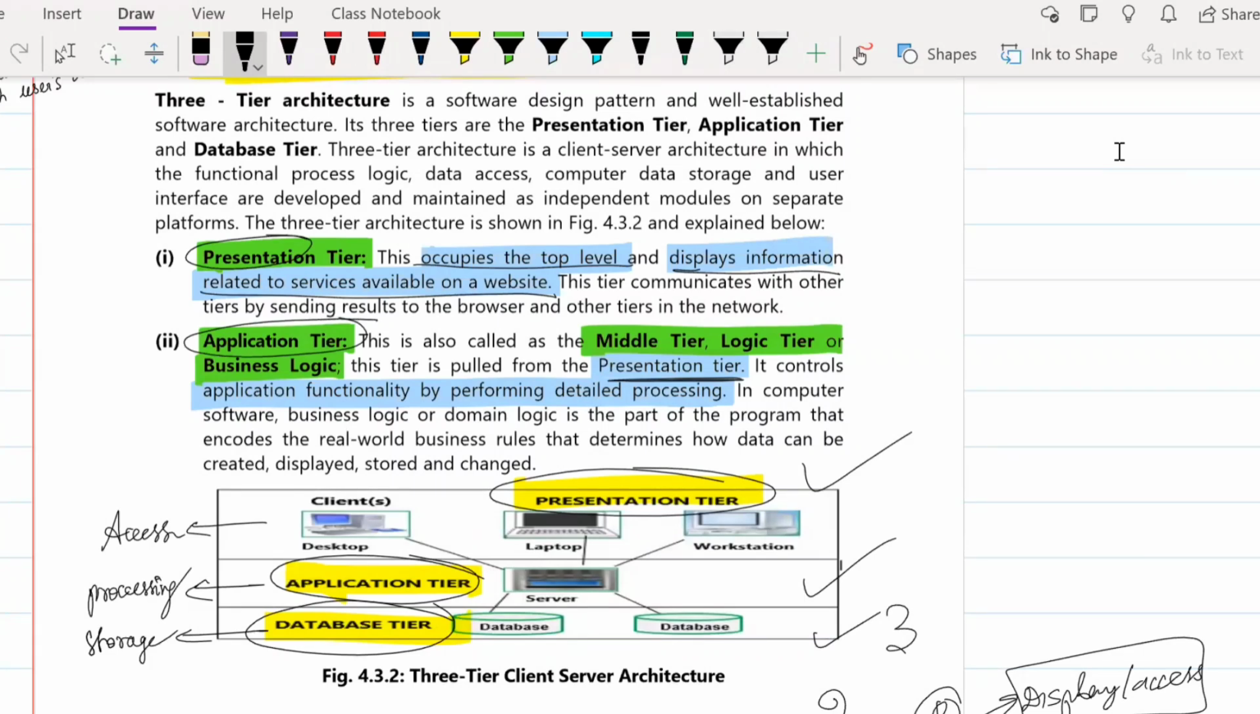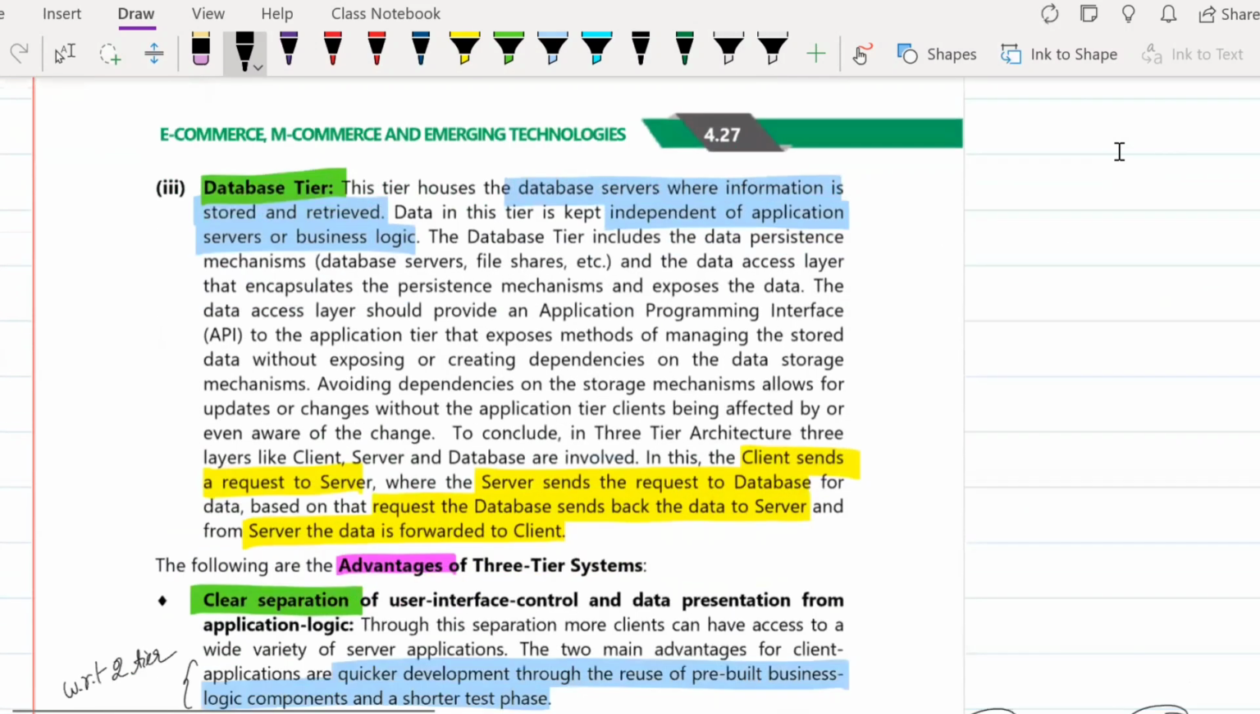What are the other names for application tier? Middle tier, logic tier, or business logic. Okay, remember these names. And also presentation tier. So there are totally 5 names: application tier, middle tier, logic tier, business logic, and finally presentation. Okay. So it controls the application functionality by performing detailed processing. So whatever processing needs to happen, that happens in this layer.